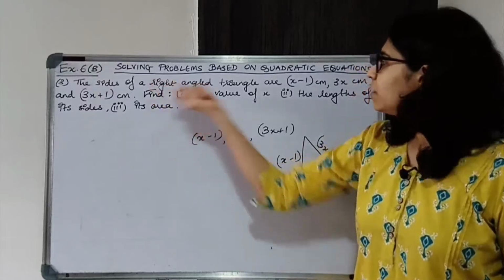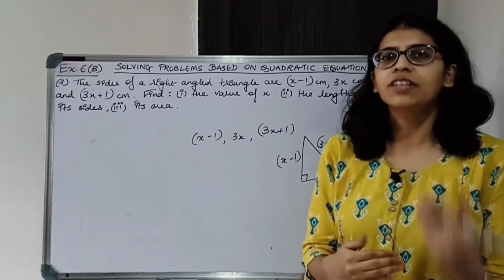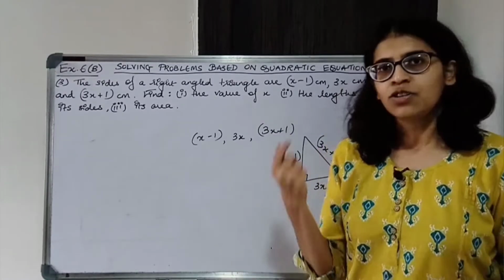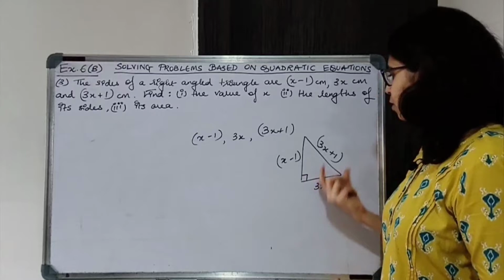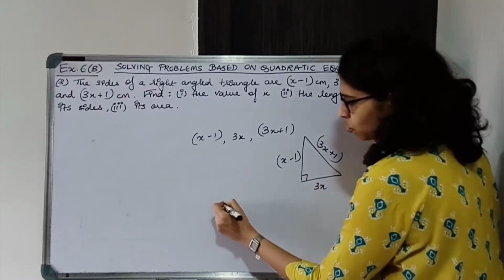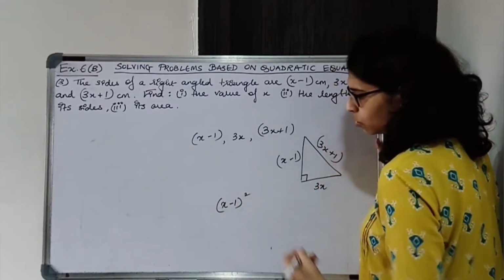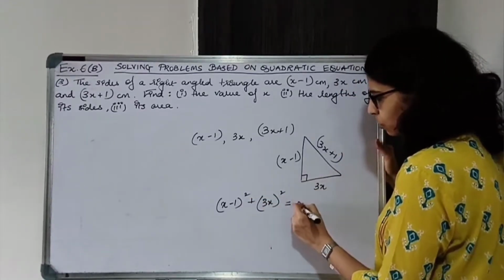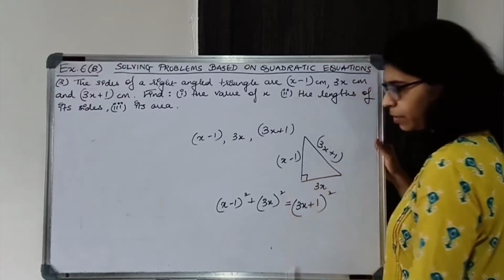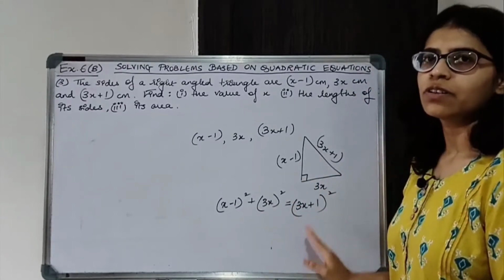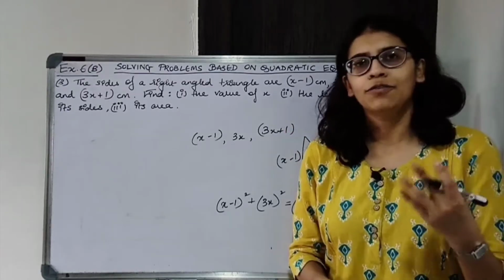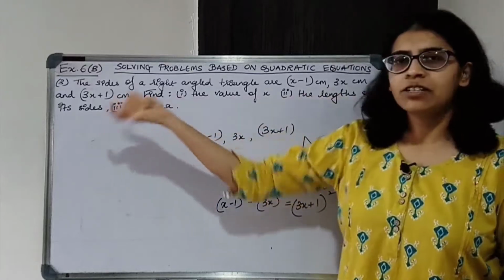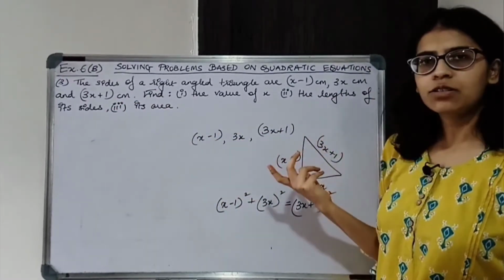Now over here, are we given any condition? No. So when you are not given the condition for right angle triangle, what will you do? Pythagoras theorem. Okay, so we know that side 1 square plus side 2 square is equal to hypotenuse square. So x minus 1 the whole square plus 3x the whole square is equal to 3x plus 1 the whole square. You will get a quadratic equation and on solving that you will get the value of x. Once you get the value of x, that is in the first part, you can easily find the lengths of its sides. Substitute the value of x over here.